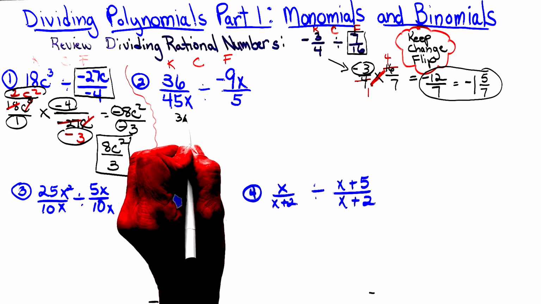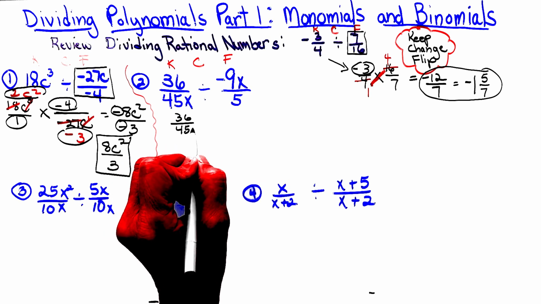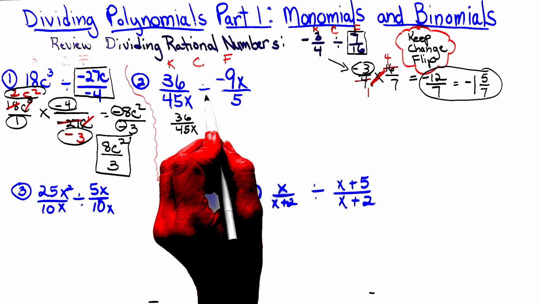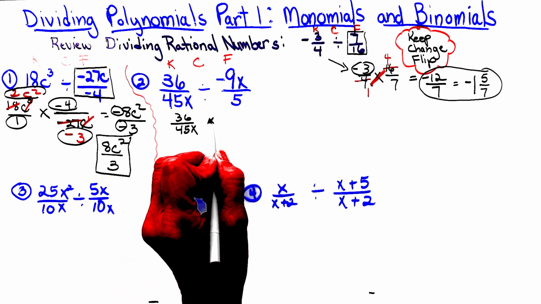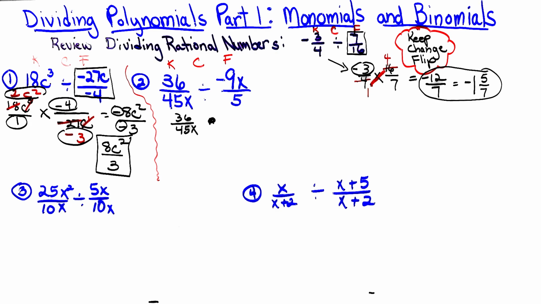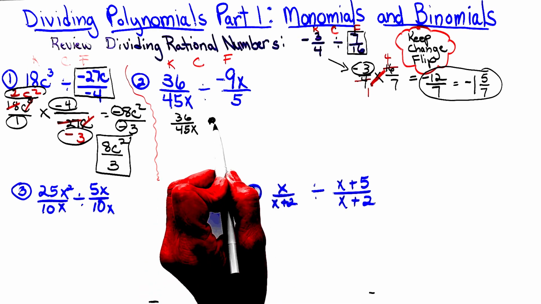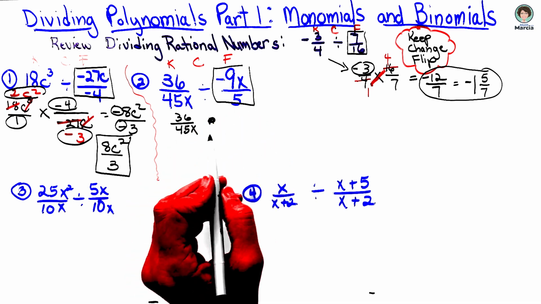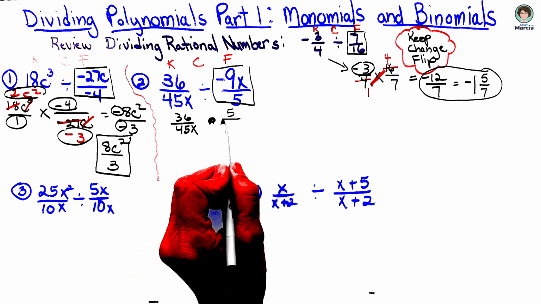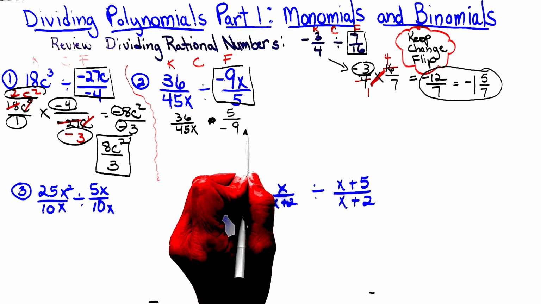So it's 36 over 45x. Change this to my times sign. Since we have an x there, I'm going to put a dot for my times sign. Now I'm going to write the reciprocal. So it will be 5 over negative 9x.